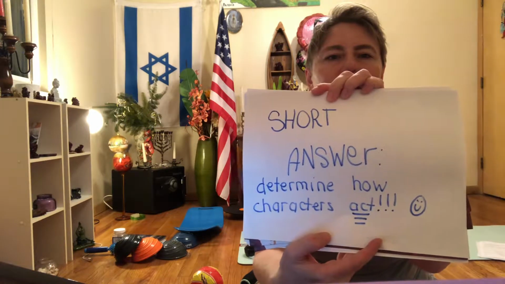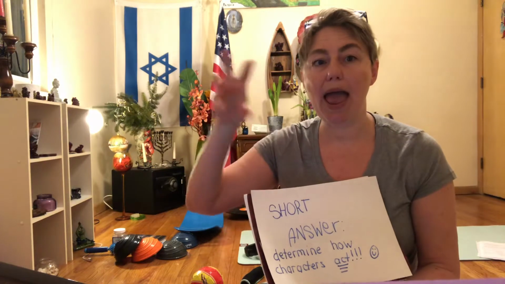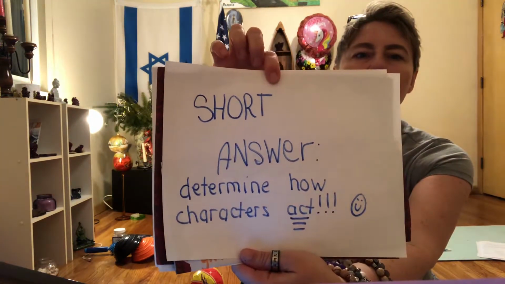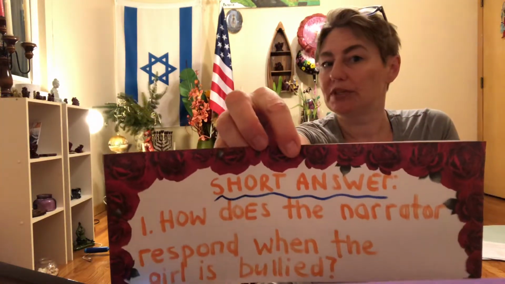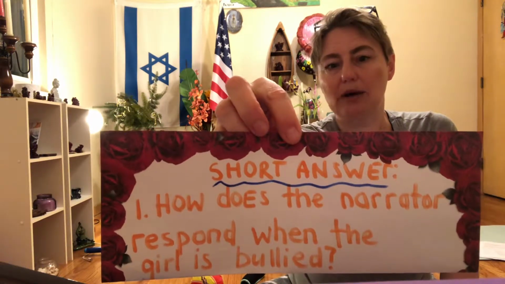Wonderful. So now our next type of question is short answer. In short answer, we determine how a character acts. In this type of question, I want you to think about what the character does, how the character acts. Short answer number 1. How does the character respond when the girl is bullied on the bus? Think about it. How does she respond?